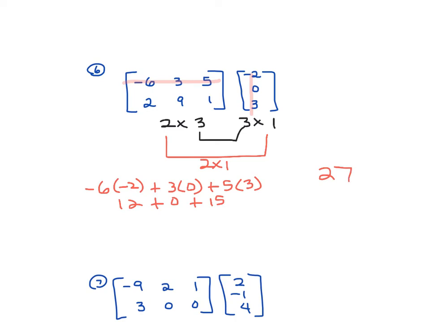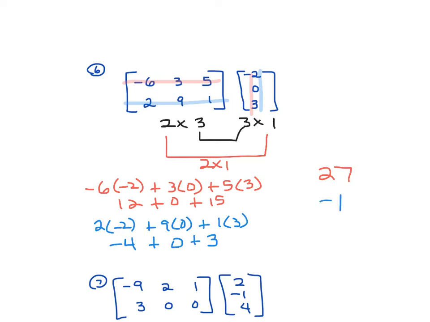Then there are no more columns to multiply row 1 by. So now row 2 times the column. And again, 2 times -2 plus 9 times 0 plus 1 times 3. -4 plus 0 plus 3. -4 plus 3, -1. And it's a 2 by 1.